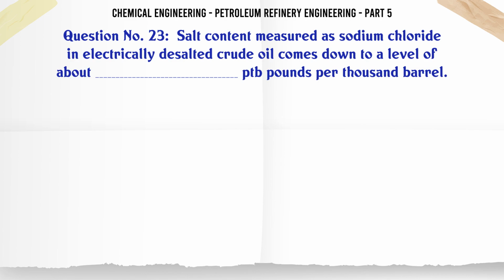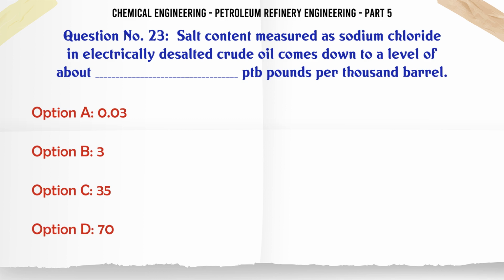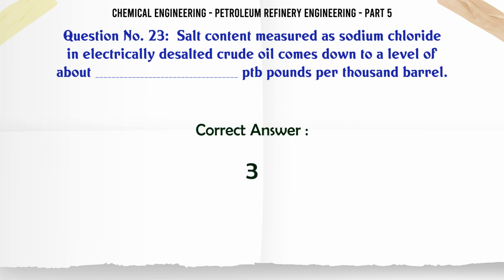Salt content measured as sodium chloride in electrically desalted crude oil comes down to a level of about ppb, pounds per 1000 barrels. A. 0.03. B. 3. C. 35. D. 70. The correct answer is 3.